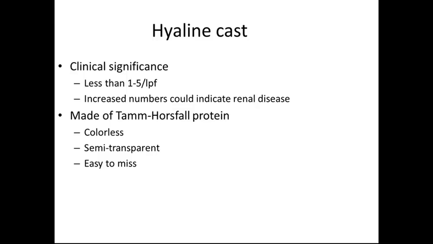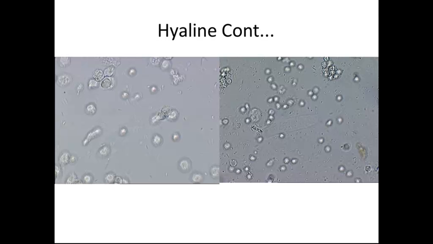The hyaline casts are made of Tamm-Horsfall proteins. They are colorless, semi-transparent, and they can be very easy to miss. So in this slide you can see the structure here very vaguely. This would be a hyaline cast, and as you can see, very easy to miss. And then there's a structure in here.